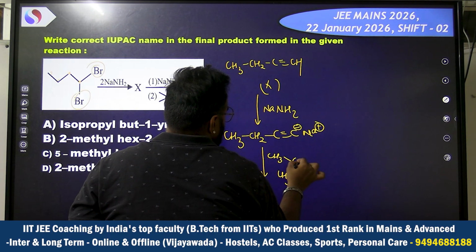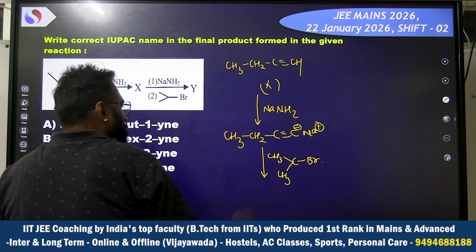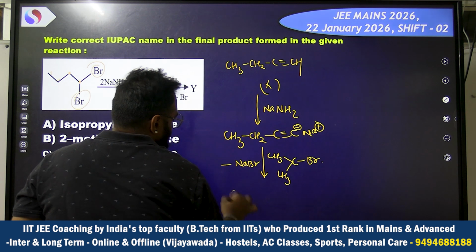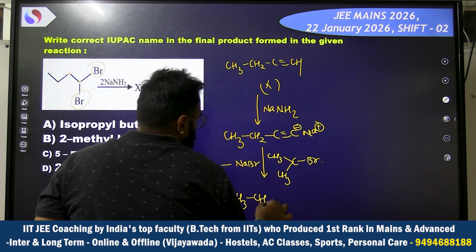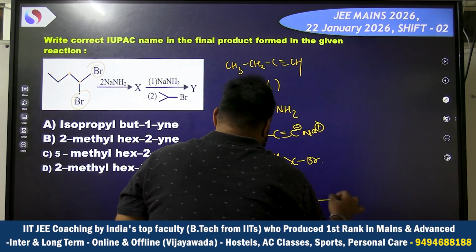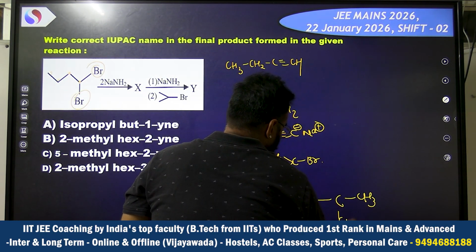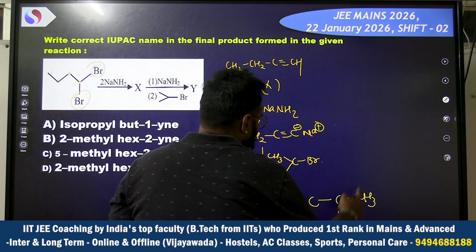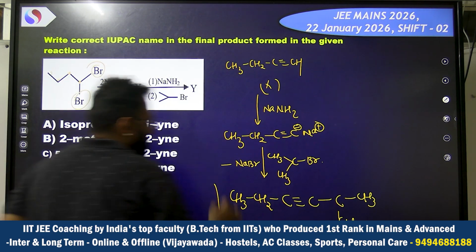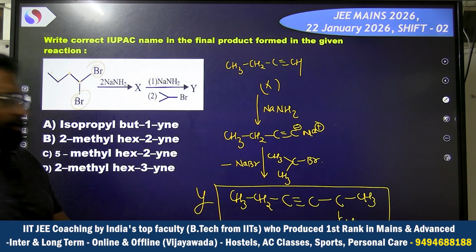We are adding isopropyl bromide. So what is eliminated? NaBr will be eliminated, and we get CH3, CH2, C triple bond C, then again C, CH3 and CH3. This will come. This is our final product Y. Correct? Now we have to do naming.